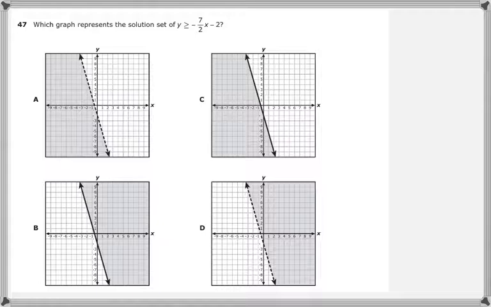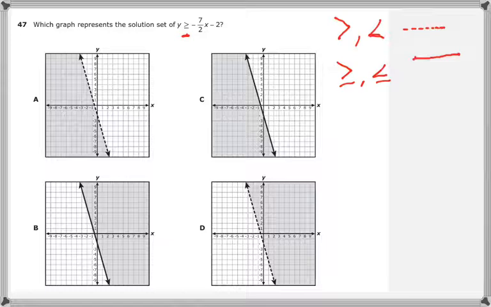One of the keys here for narrowing down our answer possibilities is to look at our inequality symbol. Our inequality symbol is greater than or equal to. If we have greater than or less than, our line is going to be dashed. If it's greater than or equal to, or less than or equal to, our line is going to be solid. That's our boundary line for our solution.